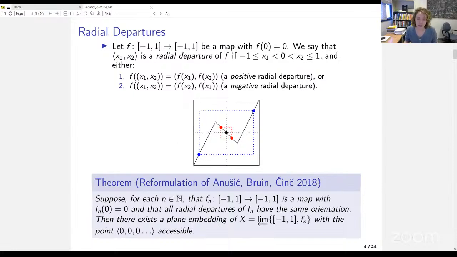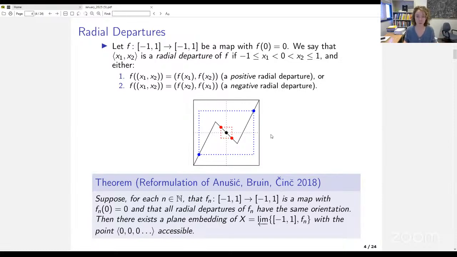So in 2018, Anna and some others proved that if, for each of your bonding maps, the point (0,0) is not in a zigzag, as they called it, then you can embed the continuum in the plane with the point (0,0) accessible. So that is the standpoint from which we attack this question.